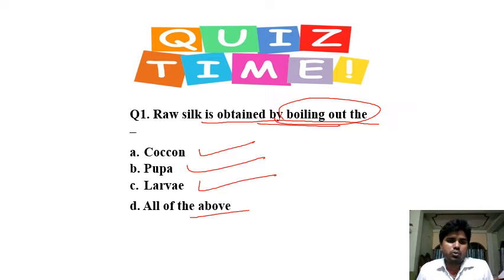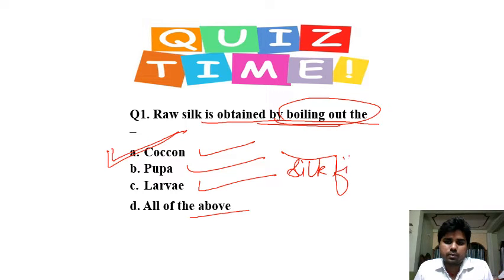Yes students, so basically the cocoons are boiled so that we can get the silk thread, or we can say silk fiber.